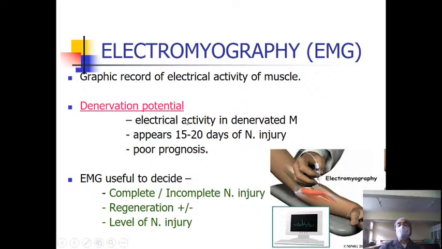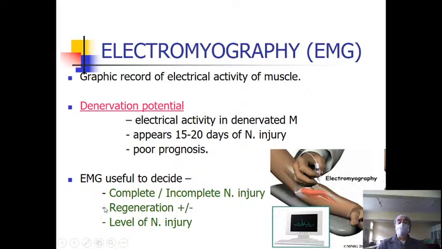And this has to be done 15 to 20 days after nerve injury. And if there is denervation potential, then it indicates a poor prognosis. That means the nerve is severed. So once the nerve is cut, there is a poor prognosis unless you intervene and do something about it. So this EMG is a graphic record, and it is useful to decide between complete and incomplete nerve injuries. Axonotmesis is an incomplete nerve injury; the nerve is not completely cut. So you can differentiate between an incomplete and complete nerve injury by means of EMG.